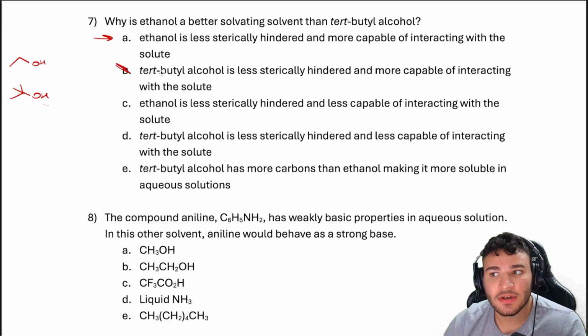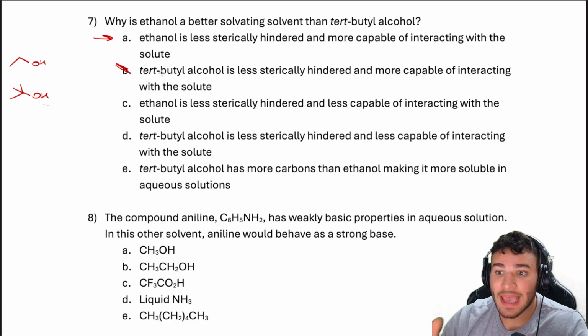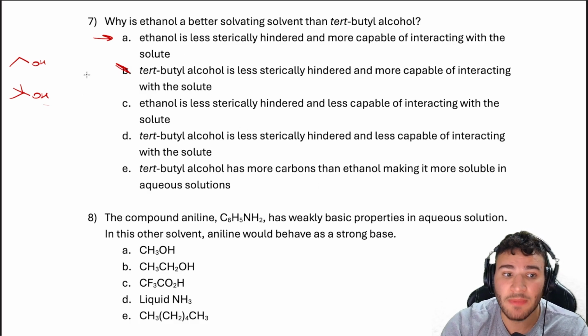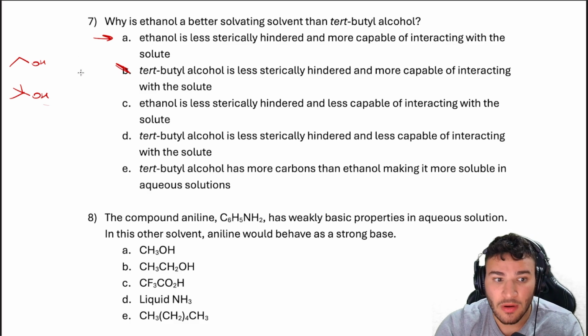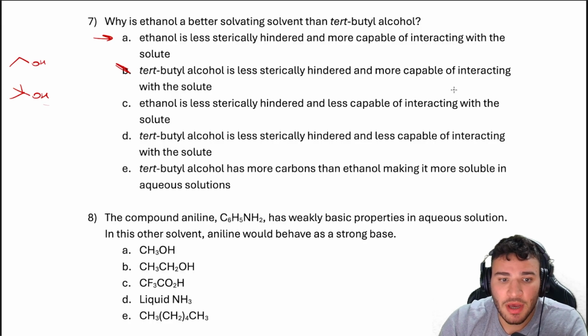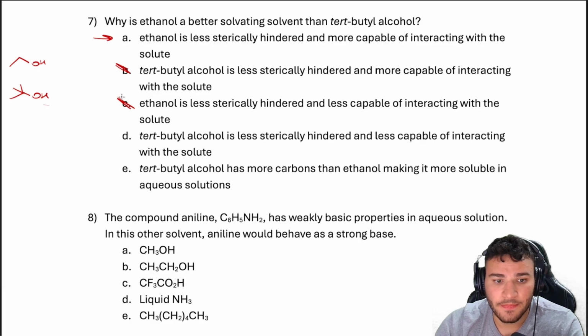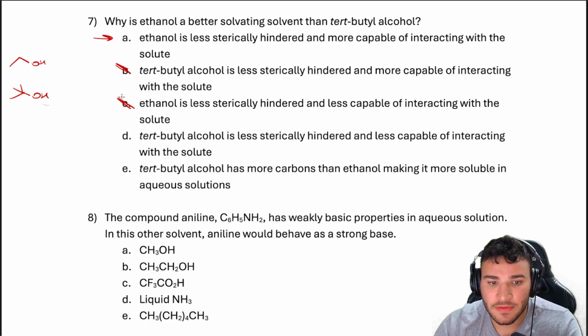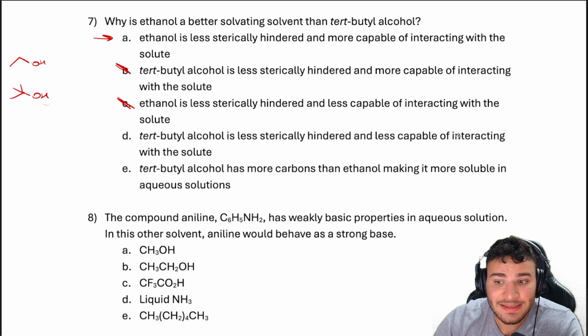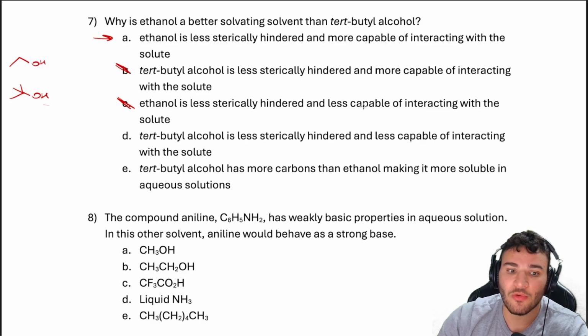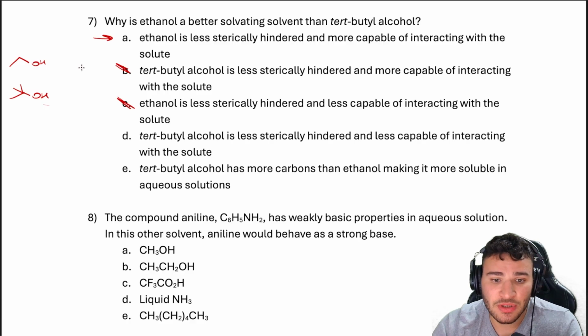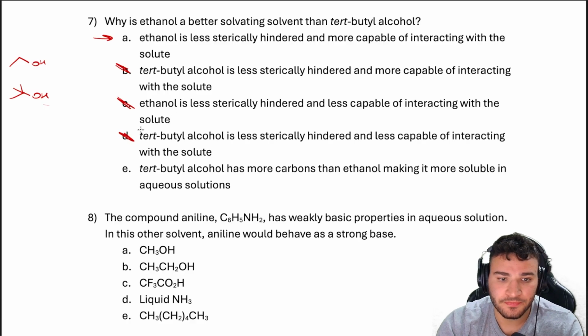It is less sterically hindered. Because it's less sterically hindered, it's able to interact more. There's more space around this acidic oxygen to interact with other things. And so because of that, the second part of the answer choice is not true. D says tert-butyl alcohol is less sterically hindered and less capable of interacting with a solute. Although it is less capable of interacting with a solute, that's because it's more sterically hindered, right? There's more stuff around it, and it's not able to reach the solute as well.